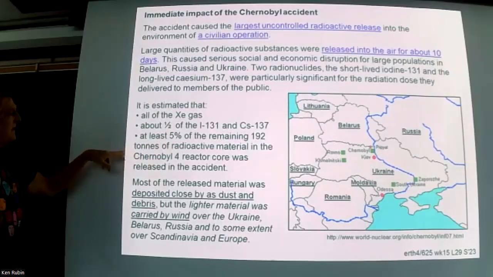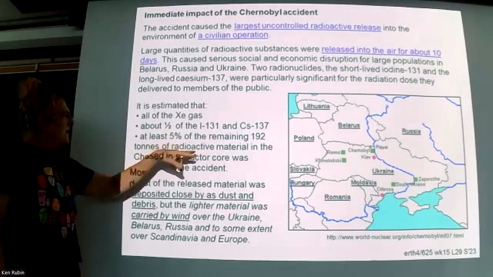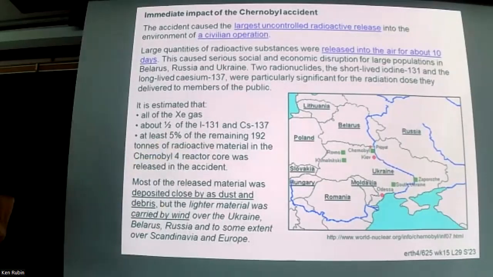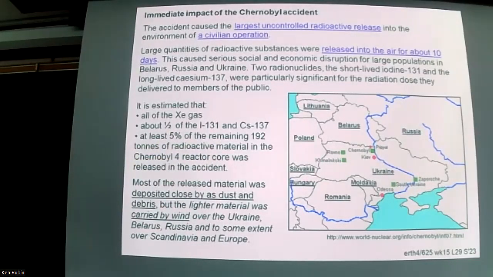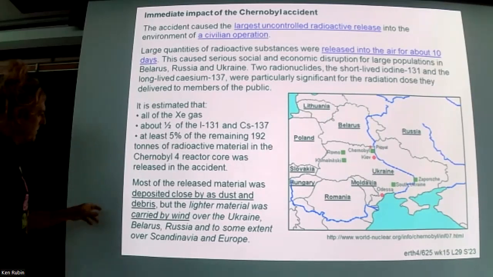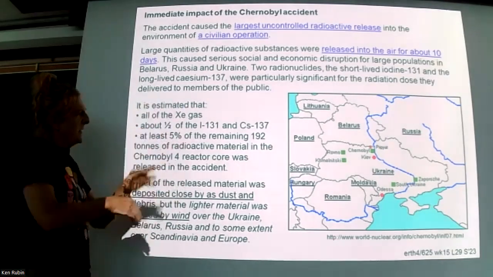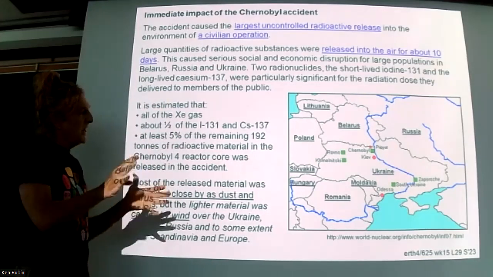There's also a lot of radioactive xenon gas, and estimates have been made that something like 5% of the 192 tons of radioactive material there was released in the accident. It's a really, really big amount. Released by dust and wind, and it spread around Europe. The winds changed at certain times.